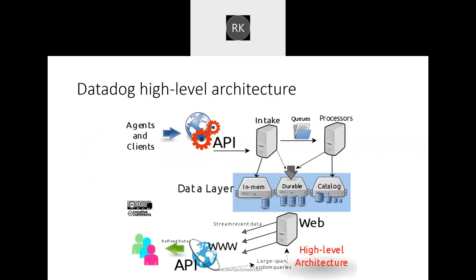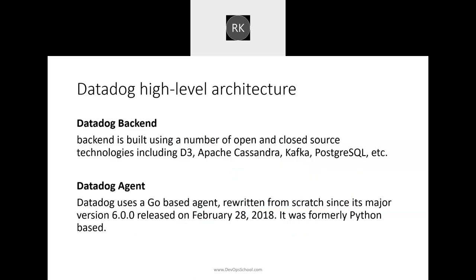This image of the Datadog high-level architecture, which is SaaS-based, is outdated, so you can just skip it. Okay, so backend and agent. The backend is SaaS-based software at datadoghq.com, and probably it is built with D3, Apache, Cassandra, Kafka, and Postgres. We don't have too much information available. This is a high level.